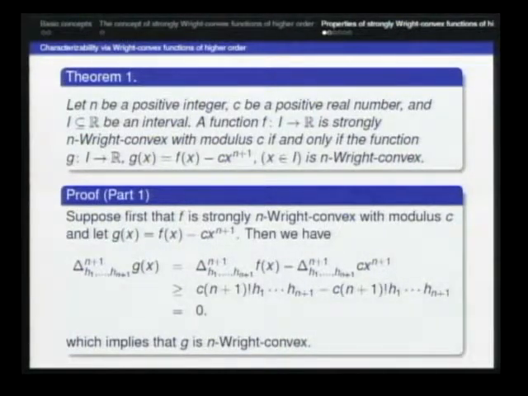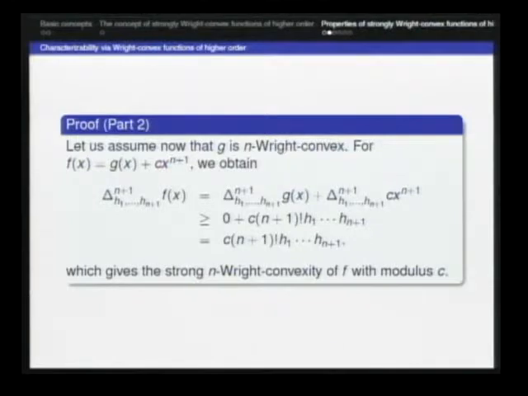And then, according to the assumption for f, we get that this term here is greater than or equal to c times (n plus 1) factorial times h1 times and so on, h_{n+1}. And this term here, it is well known, is equal to this term here. So we got this part of the statement quite easily. The other direction is also similarly simple.